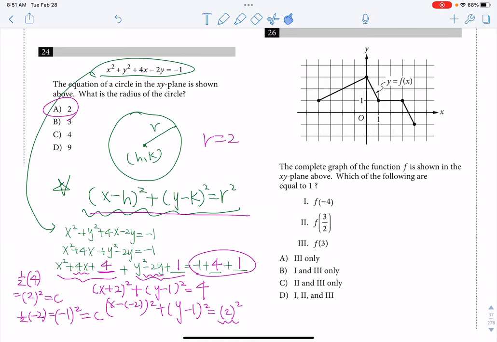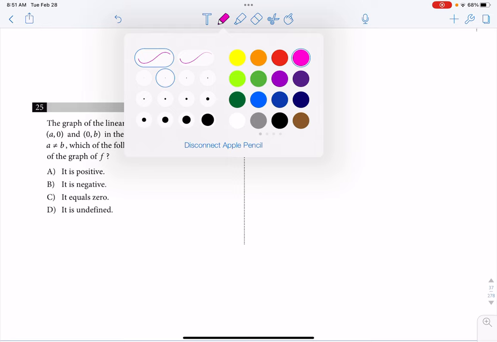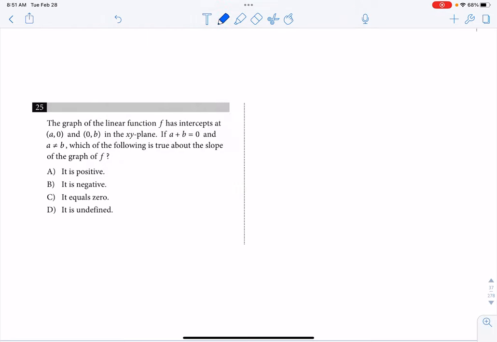And then the next one: the graph of linear function f has intercepts at (a, 0) and (0, b) in the xy plane. If a plus b equals 0 and a is not equal to b, which of the following is true about the slope of the graph of f? Then I will solve this equation first. a plus b equals 0, you subtract b. So a equals negative b, and (a, 0) I can rewrite as (negative b, 0).